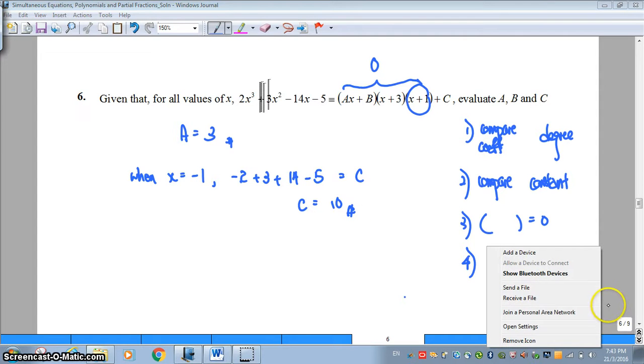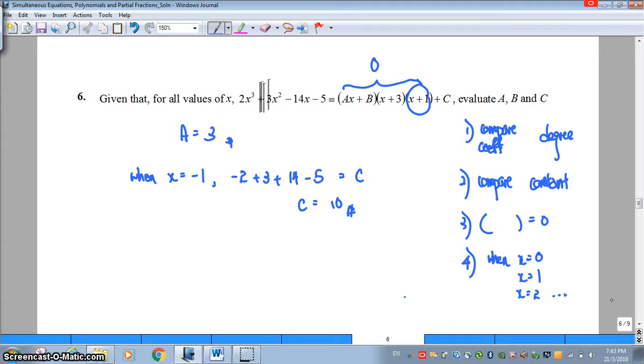Now, even if we were to make x is equal to -3, we will only be able to find out the value of c. So it's not so useful. Now come to step number 4. For convenient values, please use x is equal to 0. Substitute x is equal to 0 inside. On your left hand side, you will have -5. On the right hand side, taking note that you have values of a and c found, I will have b times 3 times 1 plus 10.